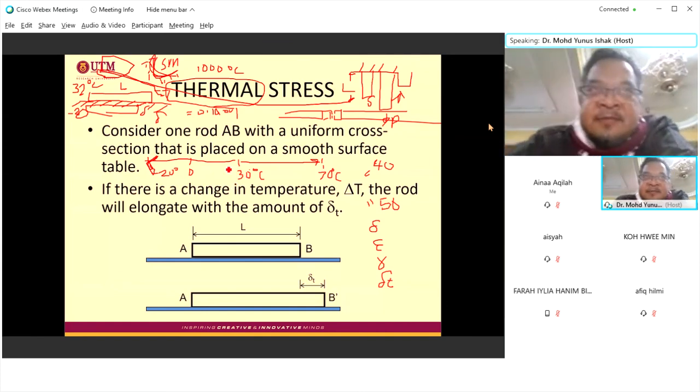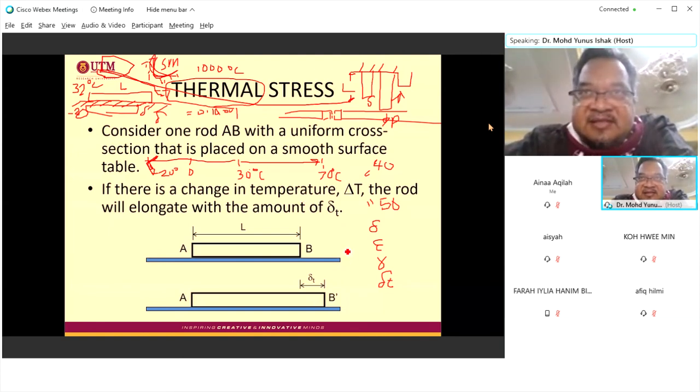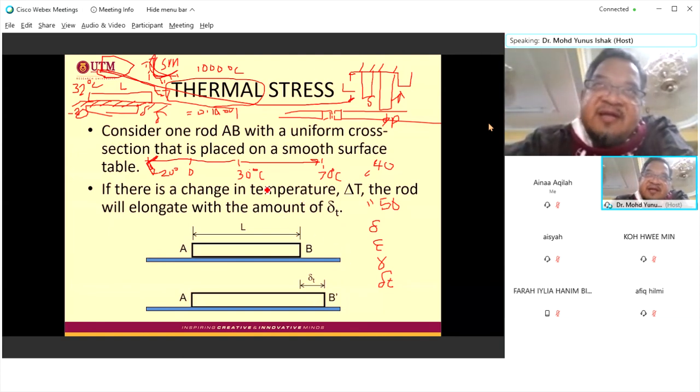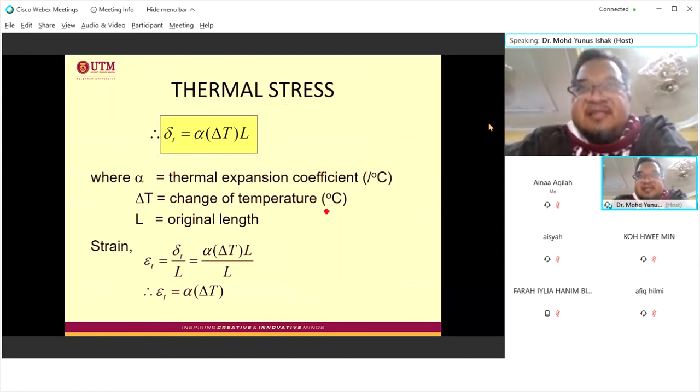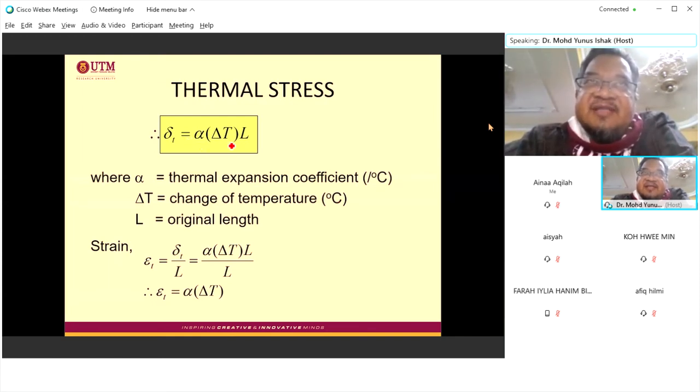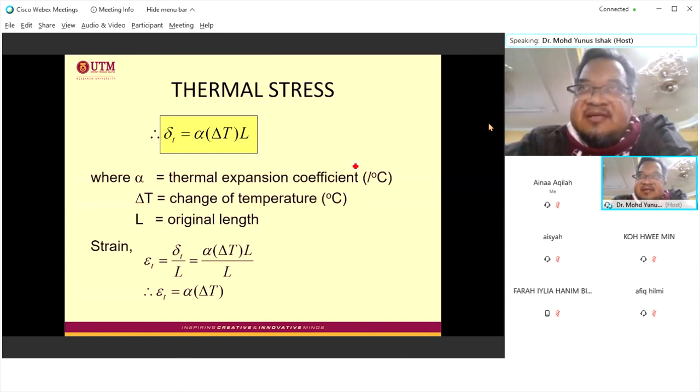So delta T, you must have that kind of ideas. Okay, so what is the relationship between delta T and delta L? Delta L equals alpha delta TL. So how much the material elongates or shortens is alpha delta TL. Alpha is the thermal expansion coefficient. In 1 degree, what is the value of expansion?